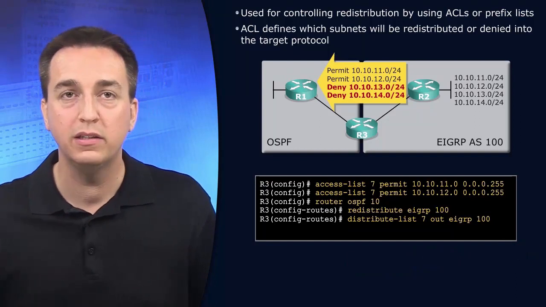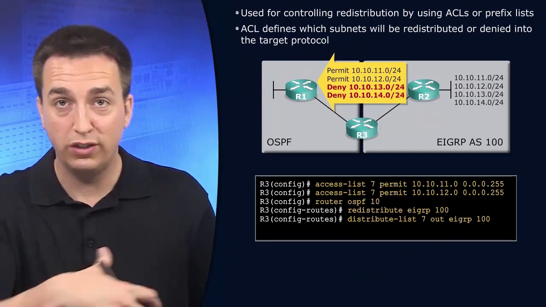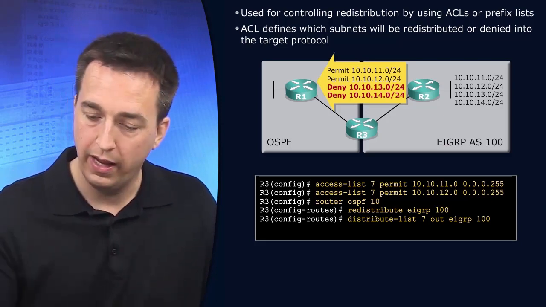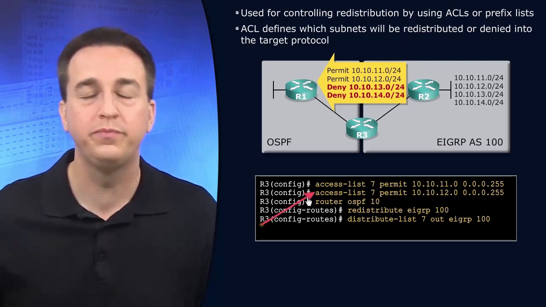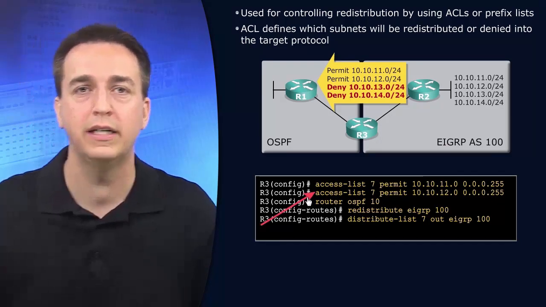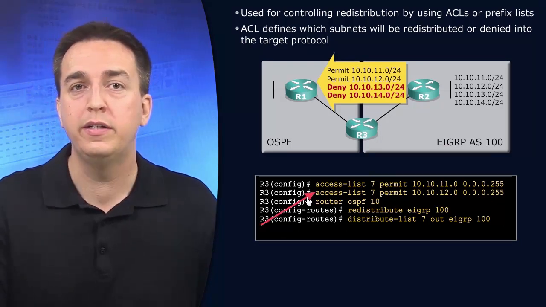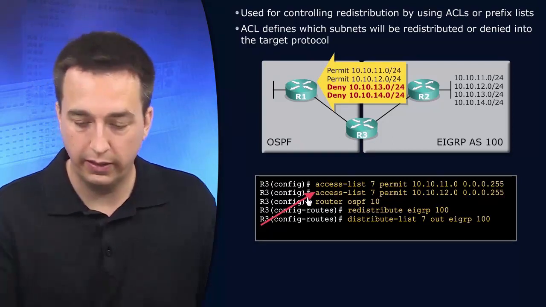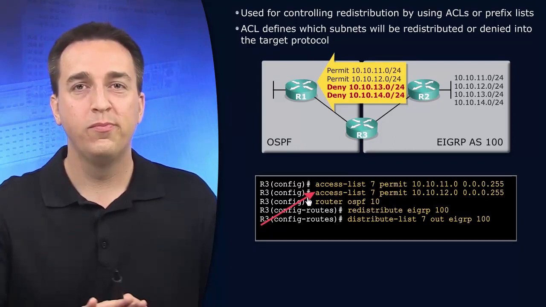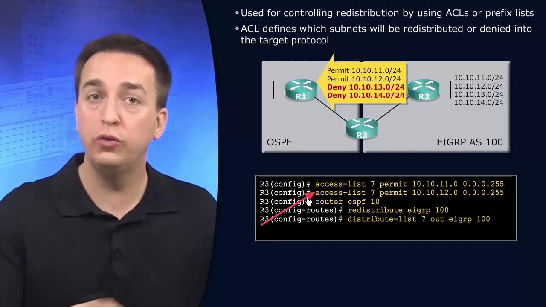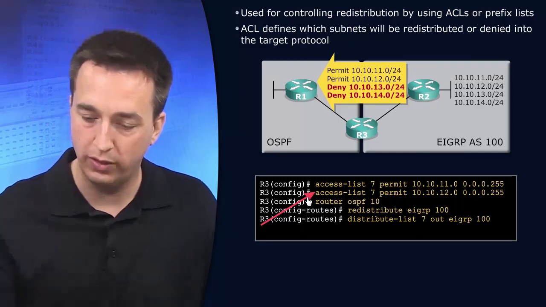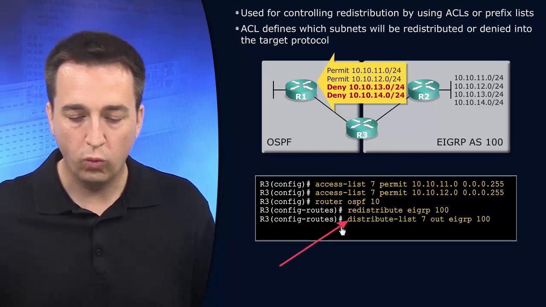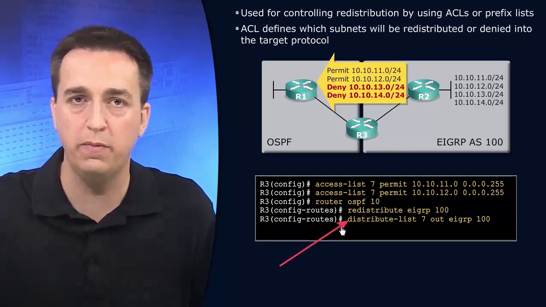And permit means, in this case, with the distribute list, to redistribute. That's what that means. And this entry here, also part of access control list 7, says permit 10.10.12.0 through 10.10.12.255. So in this case, again, permit meaning to redistribute because it's attached to the distribute list. And where is that distribute list? It's underneath router OSPF configuration mode.